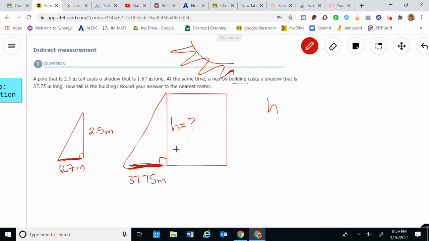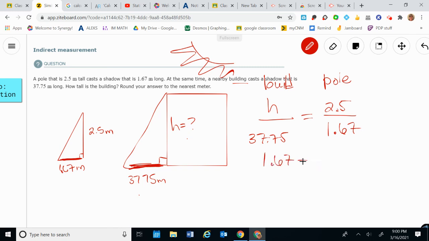I'm going to put it side over side. Building here, and pole on this side. So I'm going to put H over 37.75. I'm purposely mixing it up so you know what you're doing and you're not just following one example to the other without thinking. Is that 1.67? Because that's ugly. Yeah, it is 1.67.